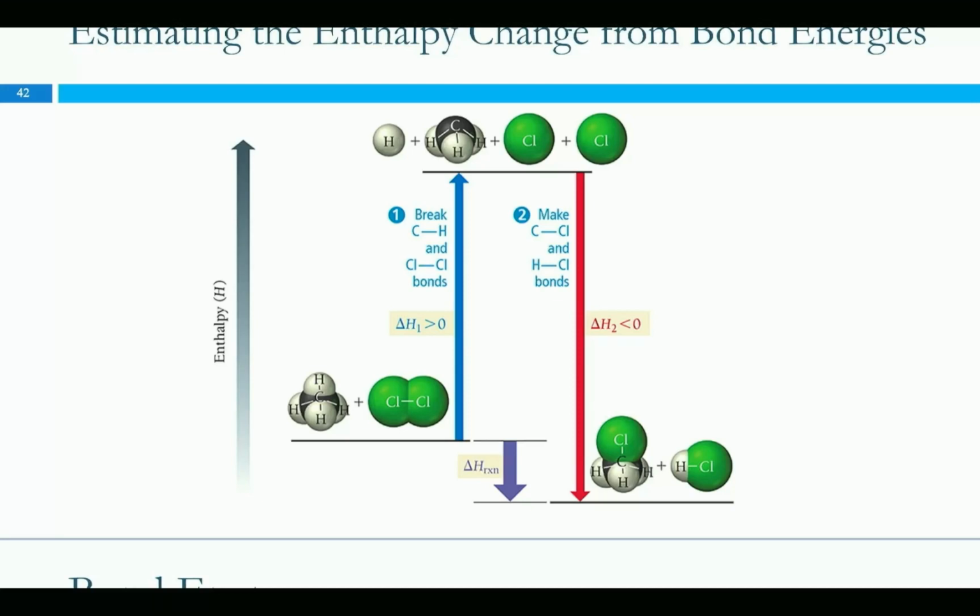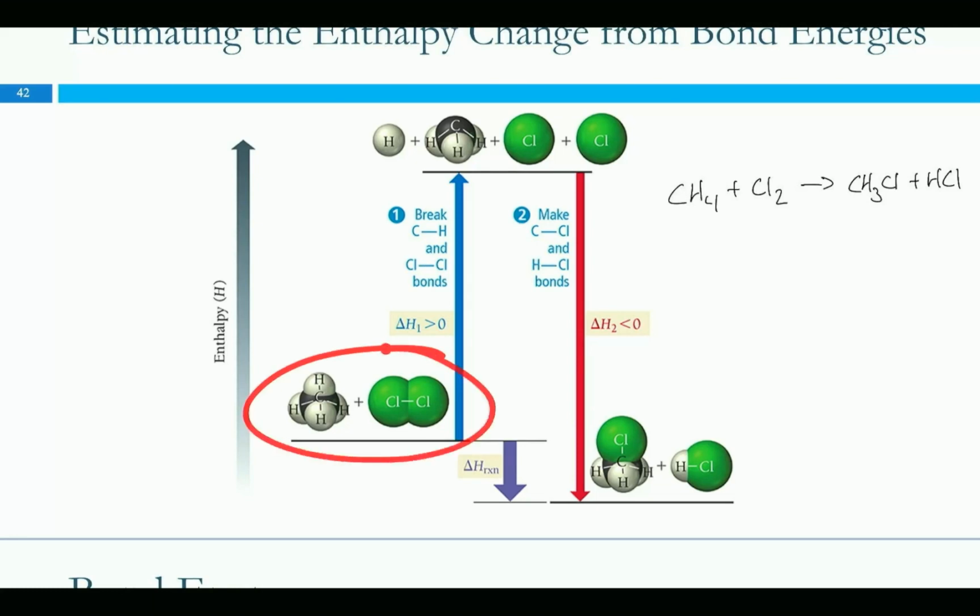As one example, if I've got CH4 plus Cl2 forms CH3Cl plus HCl, and I want to estimate the enthalpy of that, then I have to calculate breaking all of these bonds. That's going to require some energy, so I have to input energy. And then I have to make all of my new bonds. In this case, we're just breaking the one carbon-hydrogen bond and the chlorine bond, and then we're forming a carbon-chlorine bond and a hydrogen-chlorine bond.